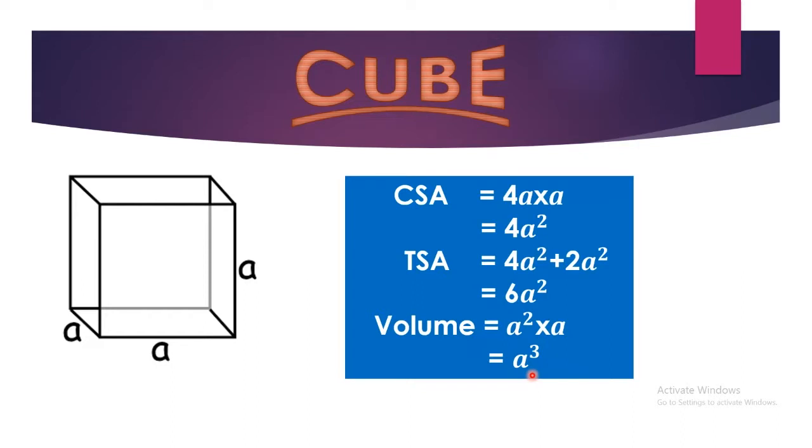Or else, for a cube, we can consider CSA and TSA like this. We have 4 surfaces in the curved surface, right? 4 faces. Each of those 4 faces has A square as area. So 4 into A square, we will consider it as 4A square. And for total surface area, we have 6 faces and each face has an area of A square. So it is 6 into A square. Either we can consider it like this, or as per our previous formula, we will get these formulas.